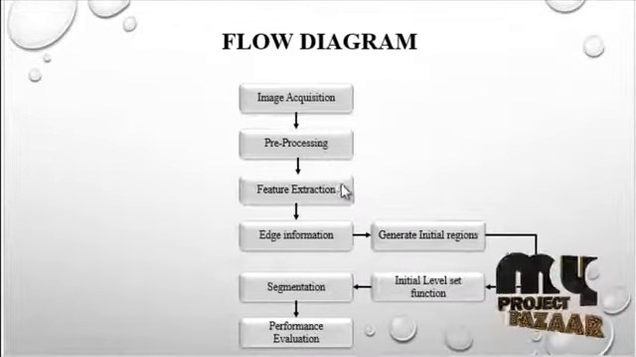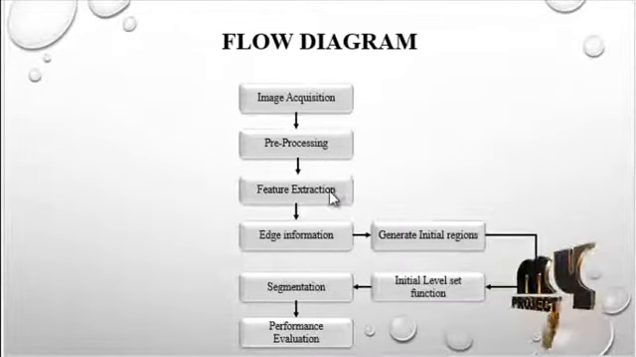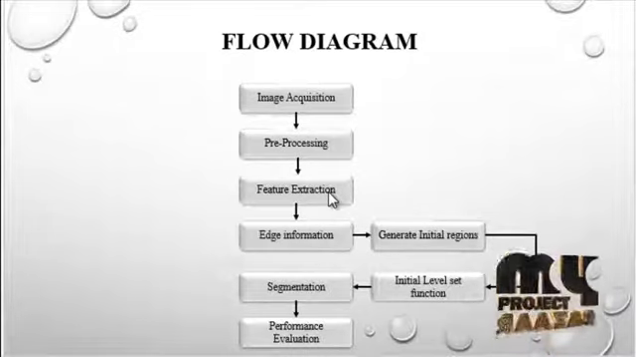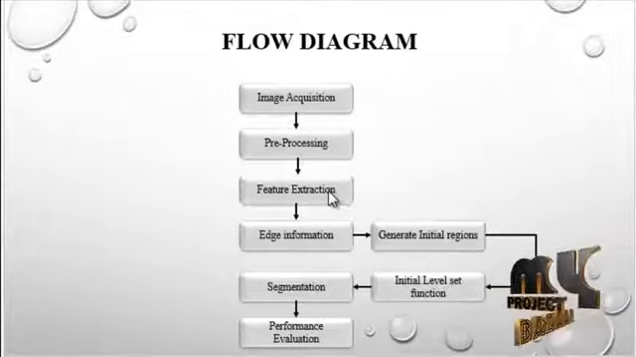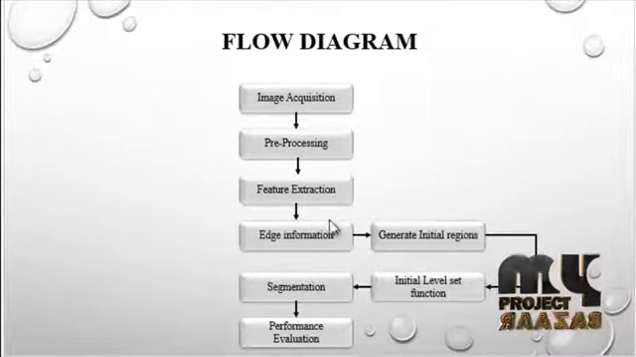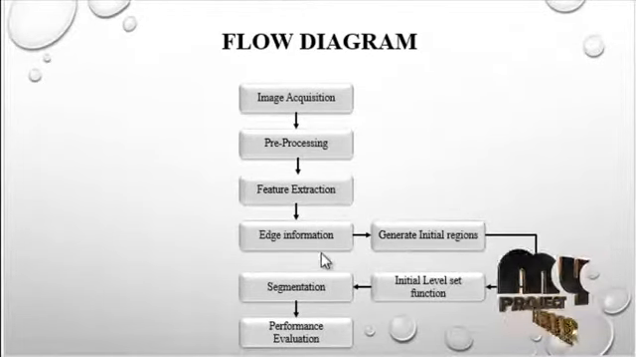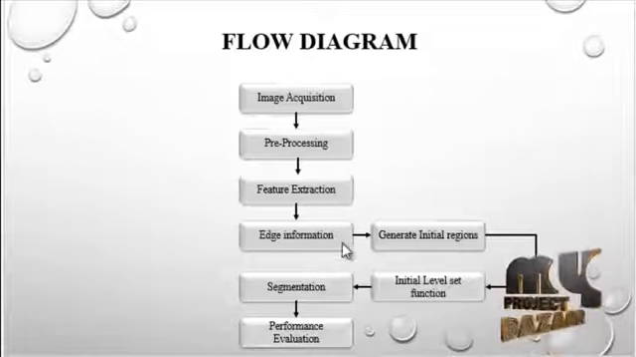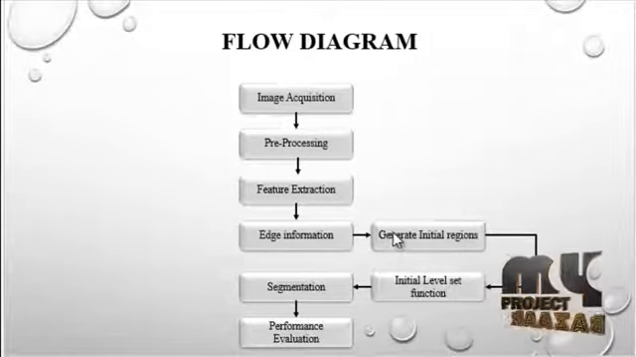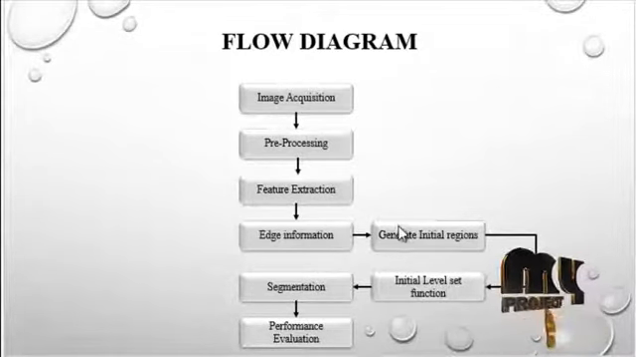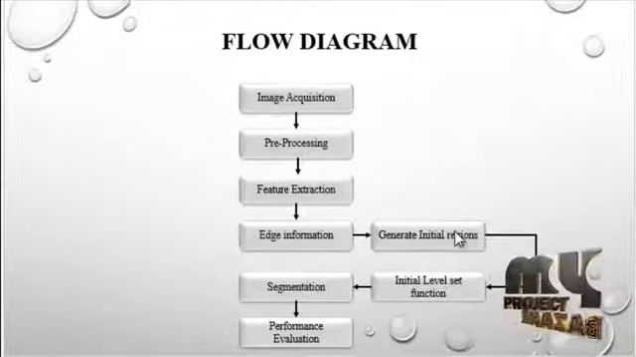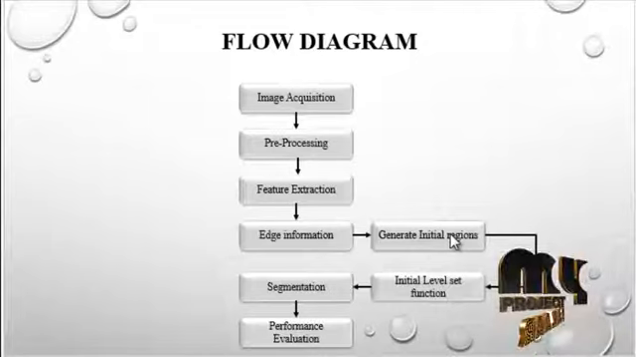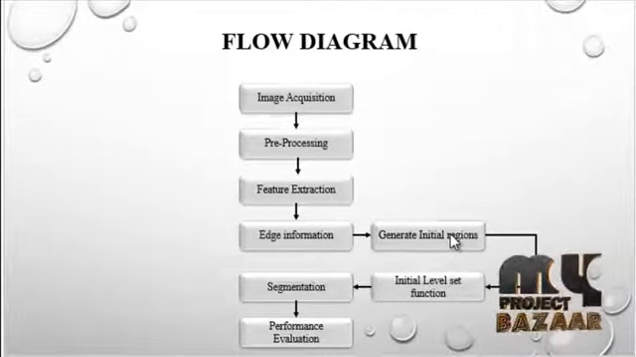After that, the feature extraction stage. In feature extraction, we consider the edge information as our features. The local edge features are collected from the adjacent regions located inside and outside of the evolving contour. Using the edge information, we generate the initial contour regions. The initial contour regions are the first stage for the level set functions.